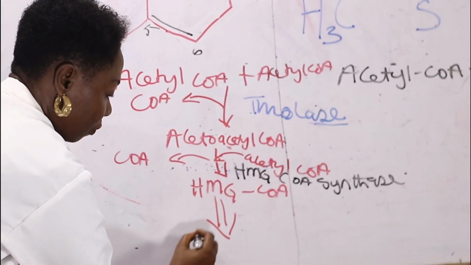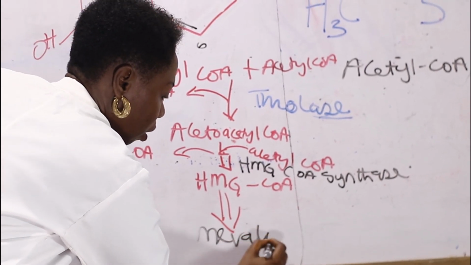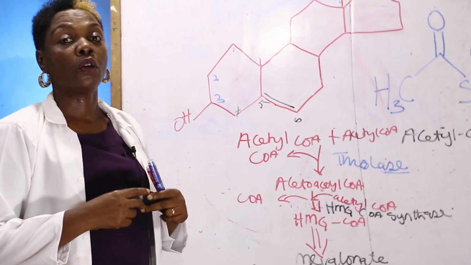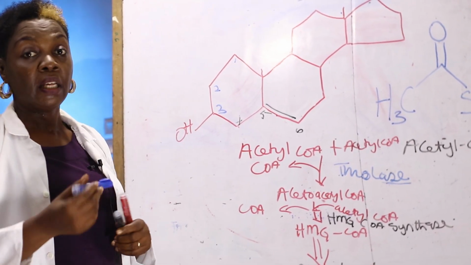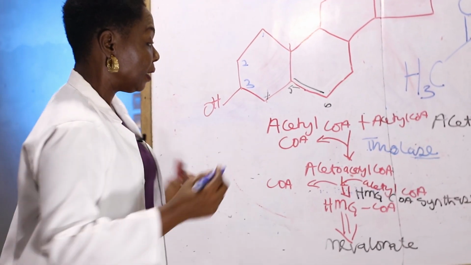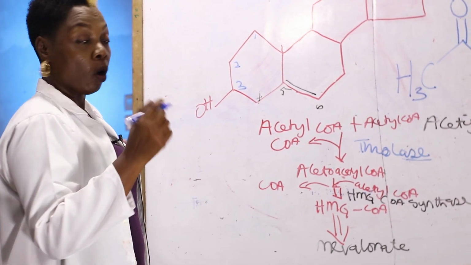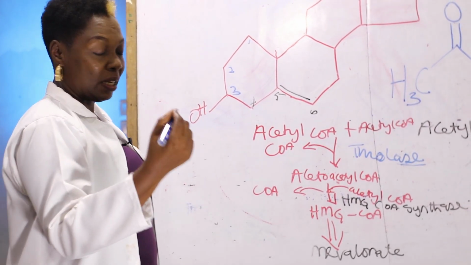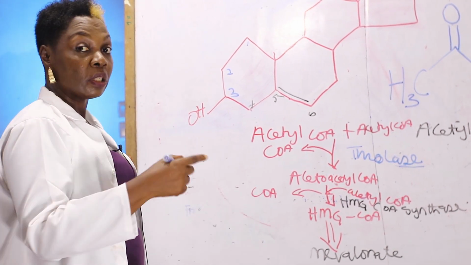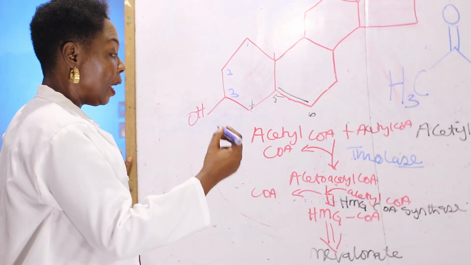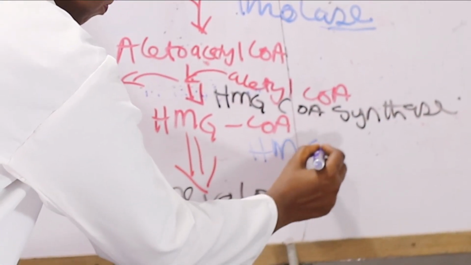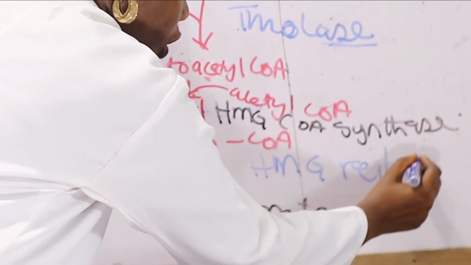After you have the formation of HMG-CoA, we have a very important step which leads to the formation of mevalonate. Mevalonate is a very important compound in the cholesterol biosynthetic pathway. This step is catalyzed by a very important enzyme, otherwise known as the rate-limiting enzyme. The rate-limiting step is the step that controls the metabolic pathway. HMG-CoA is converted by the enzyme HMG-CoA reductase.